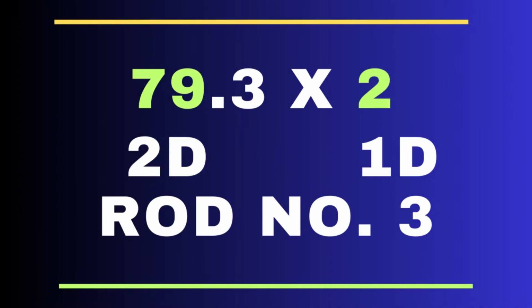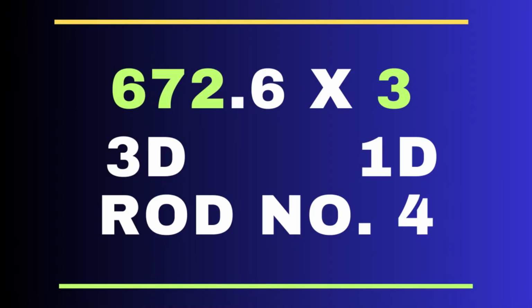Now look at the next example, 79.3 multiplied by 2. So the integral part in the multiplicand is 79. 7 and 9, 2 digits. In the multiplier, 2 is a normal value, that is considered as one digit. So 2 digits and 1 digit make 3 digits. So we will place the answer from rod number 3 in this case.